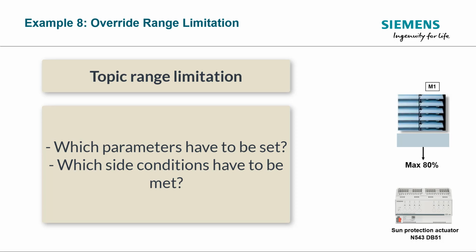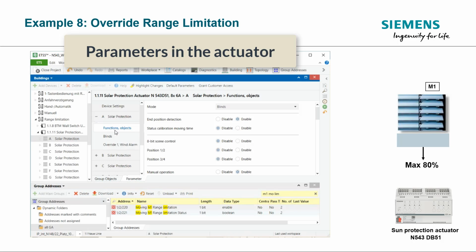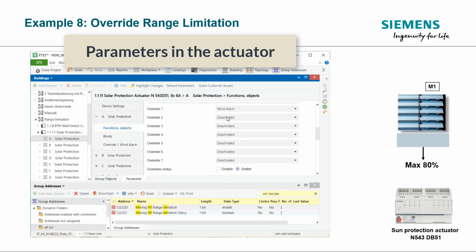Here, you will now learn how easy it is to implement with the SSA N543 and what you need to pay attention to. Go to the list of overrides once more. In an unused override, select the option Range Limitation. Then open the page of this override and determine how it should work.